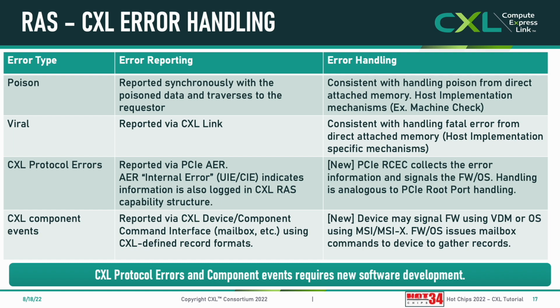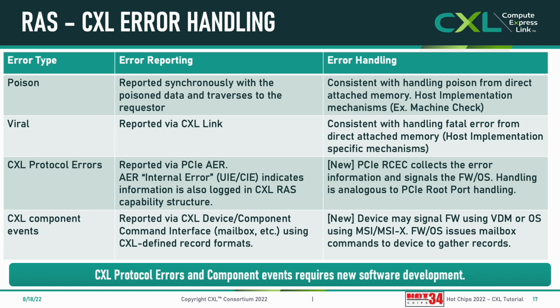CXL protocol errors. These are related to the CXL protocol and reported via PCI Express advanced error reporting structures. The specific internal error information is logged in CXL RAS capabilities. What is new here is that the PCIe root complex event collector collects the error information and signals that to the firmware or the OS for handling. The handling of the error is analogous to PCI root port handling. However, error handling software can now be enhanced to be CXL aware.